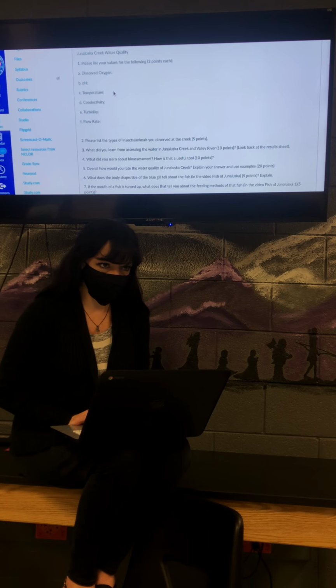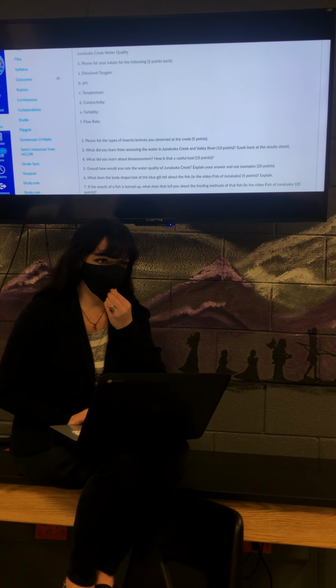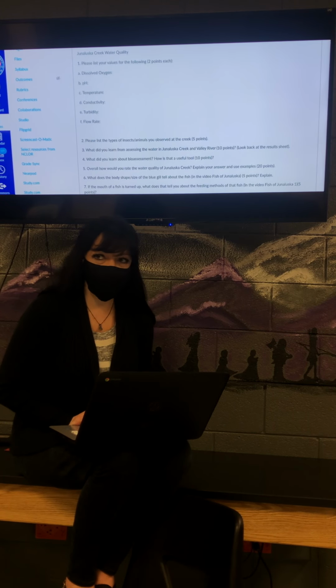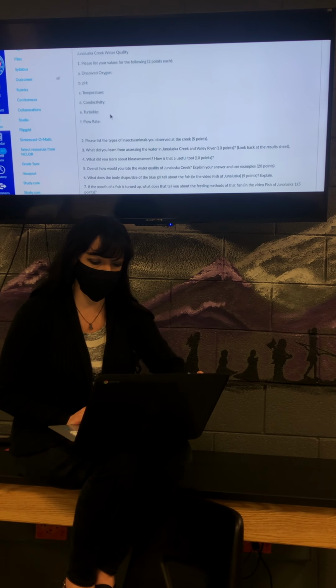Okay, temperature? 17.3, 17.3. So two 17.3s? And that's in what degree? Celsius. Conductivity? 29.6 and 30.2. Turbidity? We didn't get that one here. Flow rate? Didn't get that one. Okay, so if you didn't get those put in, then you can go ahead and put those numbers in, and you can just put it in by turbidity and flow rate.